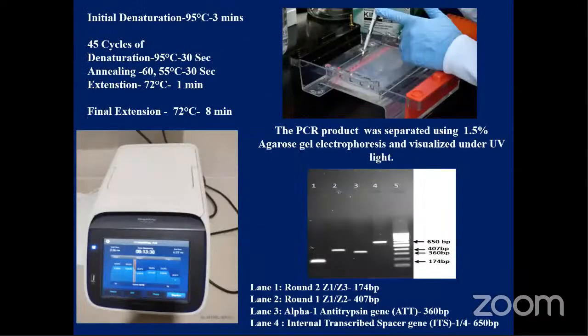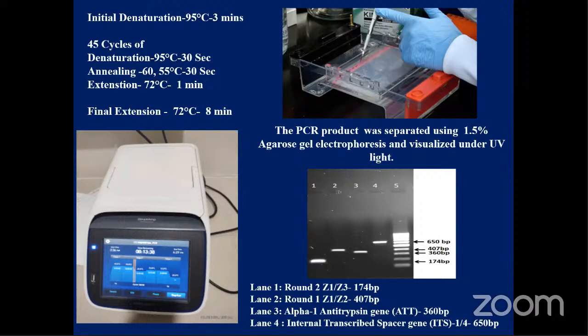The thermal profile of all PCR cycles is similar except annealing temperatures. The annealing temperature varies from primer to primer, that is 60 degrees Celsius for Z1 Z2 primers and ITS primers, and 55 degrees Celsius for Z1 Z3 primers. The PCR product was separated using 1.5% agarose gel electrophoresis and visualized under UV light.